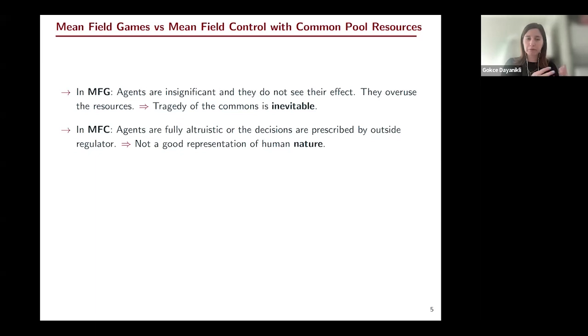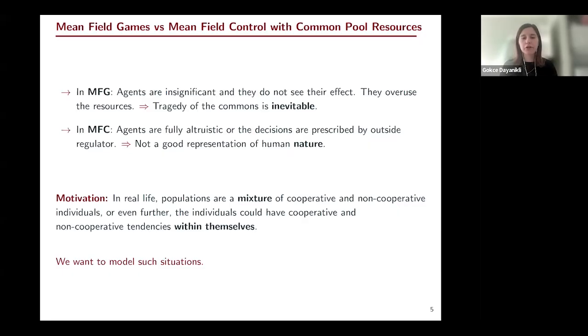But if you look at the fully mean field control case, what's going to happen is that agents are assumed to be fully altruistic. And this is not a very good representation of human nature, because as we can all confess, we have some individualistic thoughts in our minds, and we are not always fully altruistic. So what we want to do is model a mixture of these types of behaviors, either at the individual level, where we assume that individuals are partially altruistic, or at the population level, where we assume that some people are altruistic, but some people are still in the non-cooperative setting.